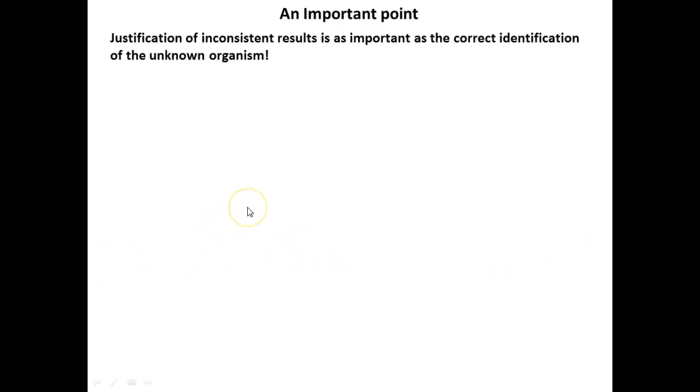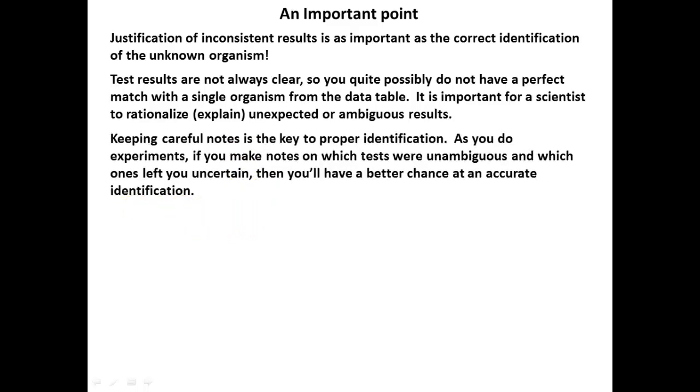So justification of inconsistent results is important, right? It's okay if you didn't get what you were supposed to get, if it didn't all match up. That's what the last page was for, to talk about that. Why was this one result or this other result off from what was expected? What could have gone wrong? Only a few people got dinged on that.